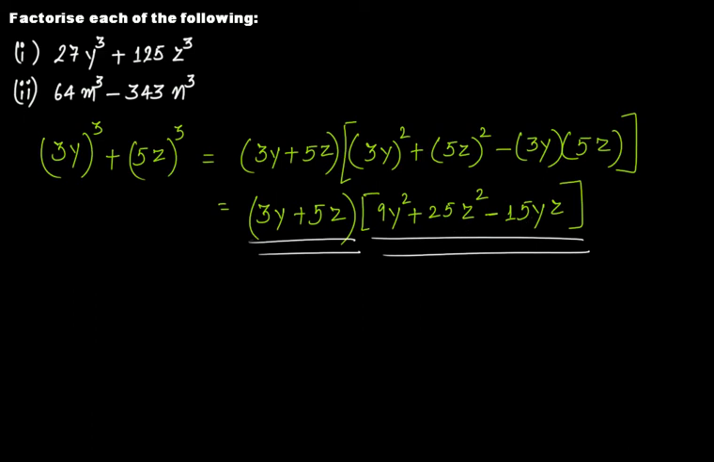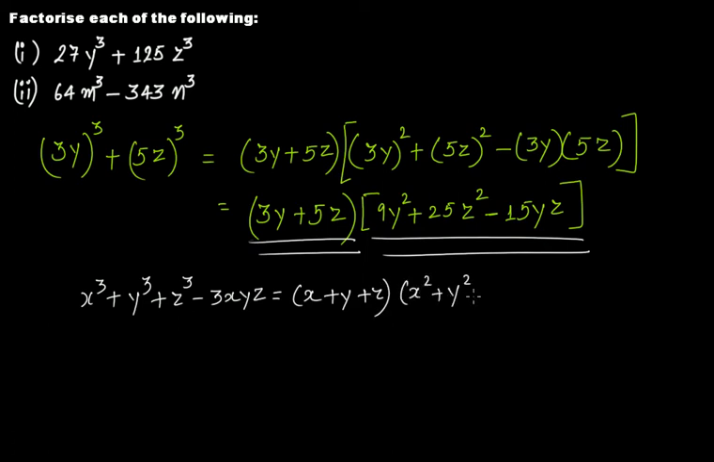Now, if you say that you don't remember this identity, that's simple. You remember this one: x cubed plus y cubed plus z cubed minus 3xyz is equal to x plus y plus z multiplied by x squared plus y squared plus z squared minus xy minus yz and minus zx. You remember this one? So at the place of x, put 3y. So this is 3y cubed. At the place of y, put 5z.